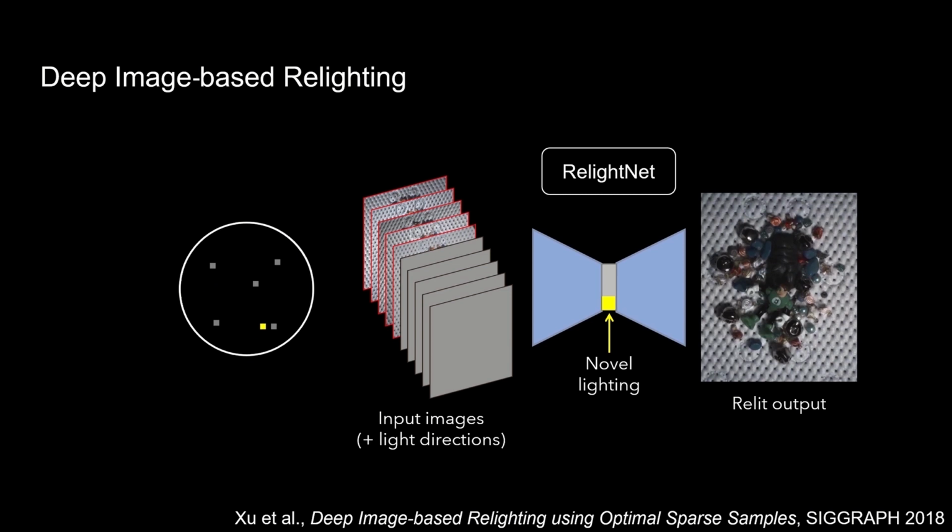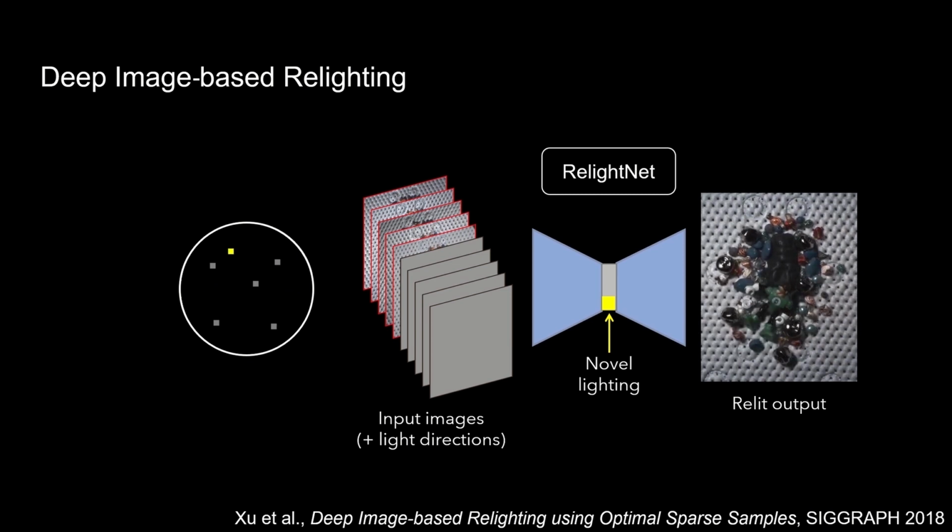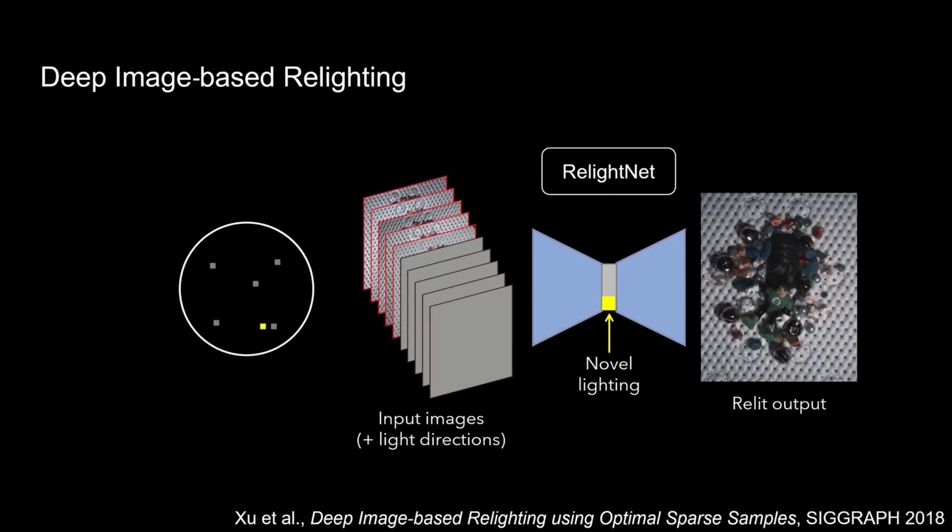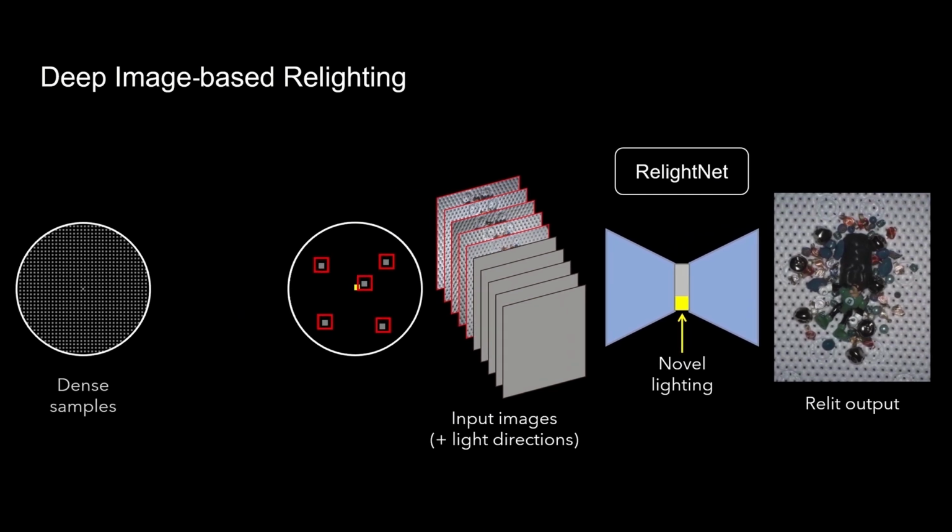Here, another important thing to note is that the quality of the relighting actually depends on the choice of input lighting directions. Therefore, we propose to let the network learn the lighting directions. And we start from a dense set of lighting directions and use a differentiable sampling network to sample the optimal set of sparse lighting directions. And these sparse lights are sent as input to the following RelightNet to relight. And the whole system is differentiable.